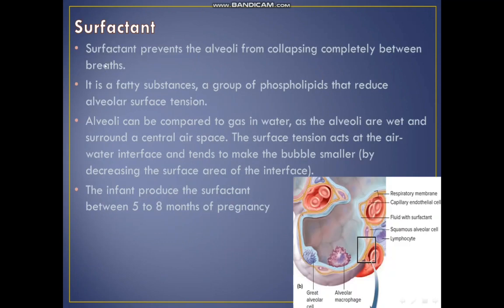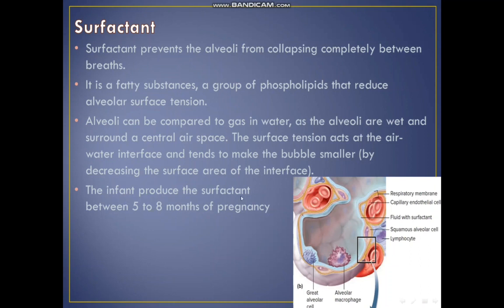Surfactant is produced by type 2 pneumocytes. The surfactant prevents the alveoli from collapsing completely between breaths. It's a fatty substance, a group of phospholipids that reduce the alveolar surface tension. The alveoli can be compared to a gas bubble in water. The air inside the bubble, or alveolus, is covered by fluid, like a bubble. So the surfactant is located inside the fluid, keeping its shape and never letting the alveoli collapse.